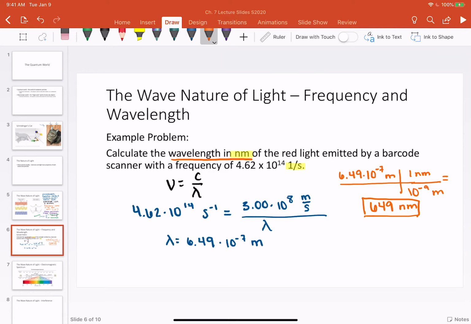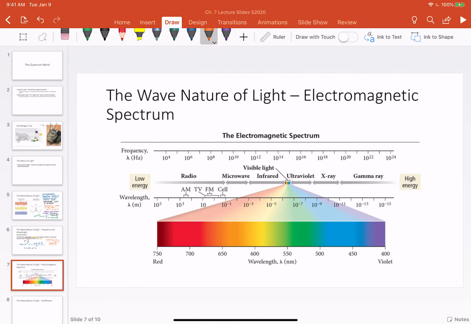So let's go ahead and take a look at our electromagnetic spectrum, see where that actually falls. So 649 falls right in this area here, which is the visible region. And if we look even closer at that, that's right around there. So right in that reddish orangish area. So that makes sense, right? We have a reasonable answer because we got an answer that is a reddish color light.